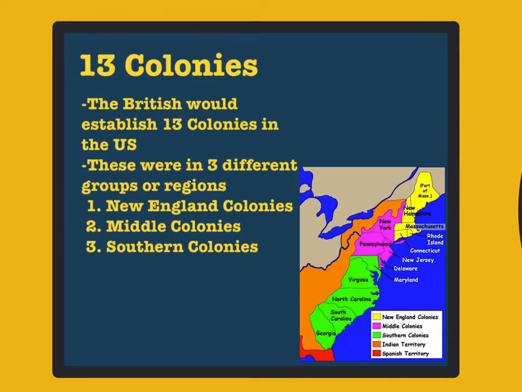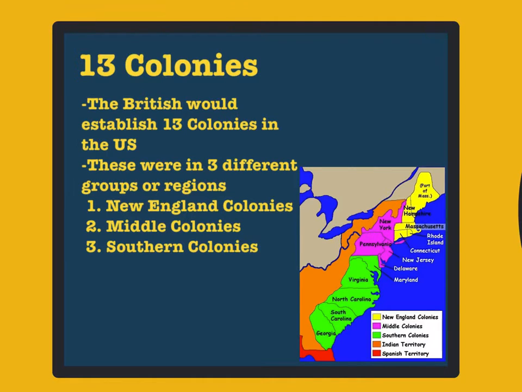These 13 colonies were in 3 different groups or regions. So the first region is called the New England colonies, and these are the ones up north, the highest ones right here in yellow. So the New England colonies are New Hampshire, Massachusetts, Connecticut, and Rhode Island. Then the middle colonies, which are in the middle right there, those purple ones: New York, Pennsylvania, Delaware, and New Jersey. Not Maryland, sorry.